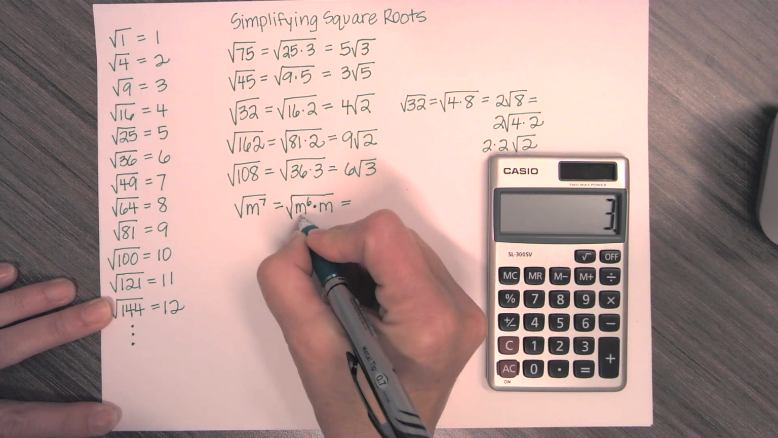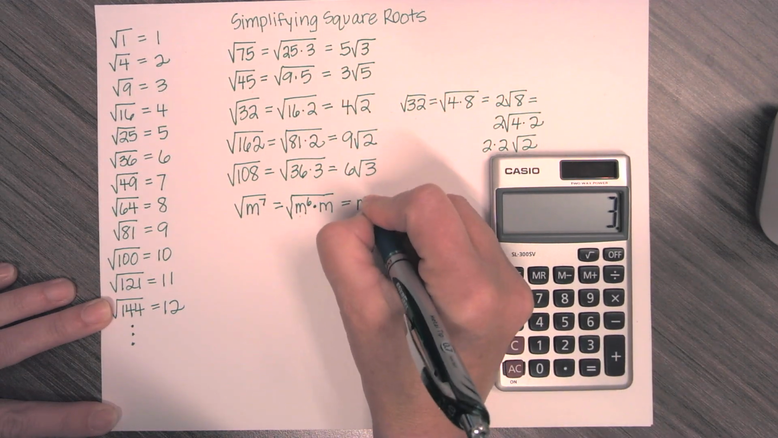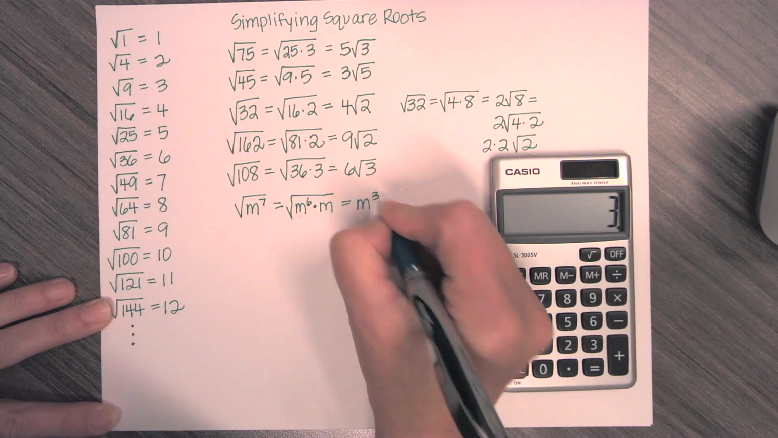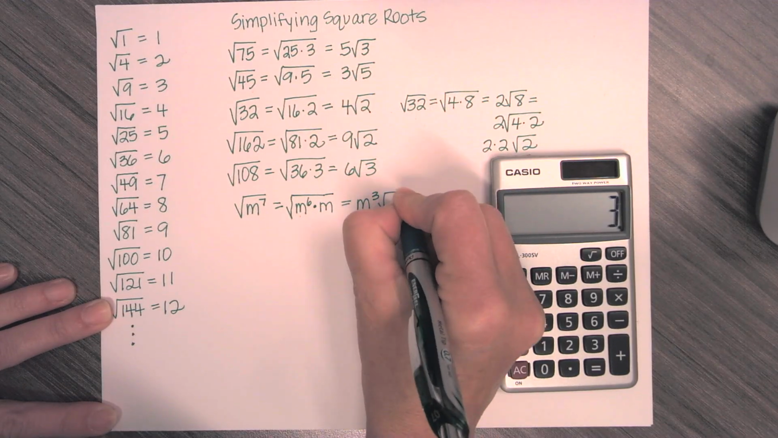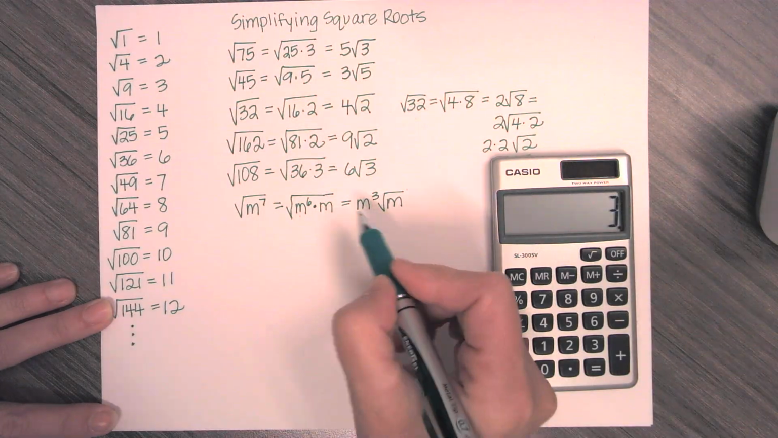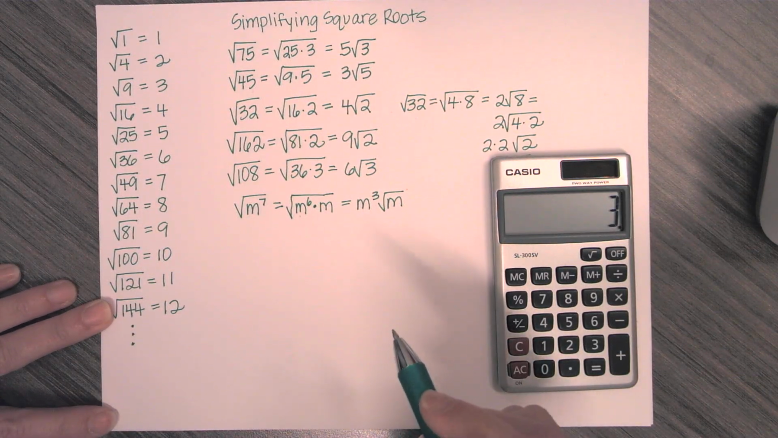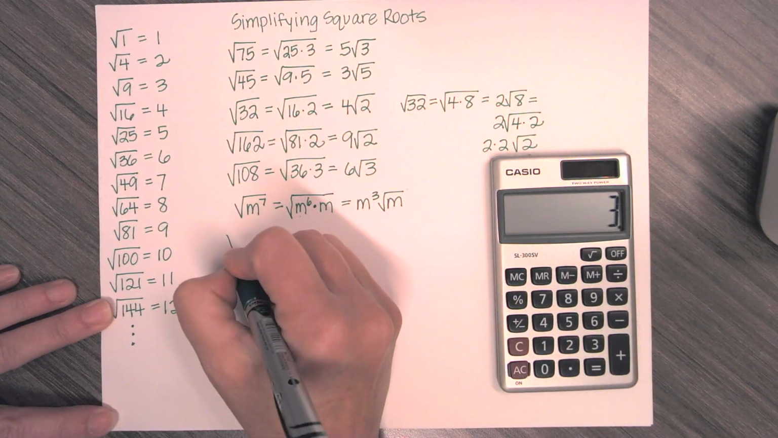And I know any variable raised to an even power is a perfect square. So the square root of m to the 6th is m to the 3rd. And then we would have this m left over. So m to the 3rd square root of m. All right, let's try another one like that.